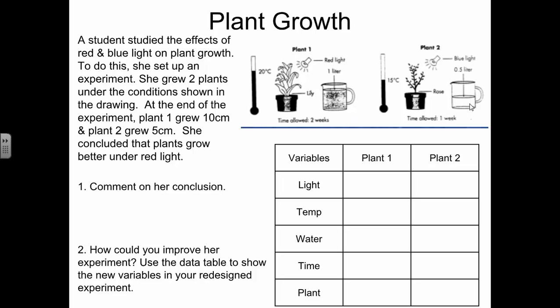A student studied the effects of red and blue light on plant growth. To do this, she set up an experiment and grew 2 plants under the conditions that are shown in the drawing. At the end of the experiment, plant 1 grew 10 centimeters, and plant 2 grew 5 centimeters. And so she concluded plants grow better under red light.